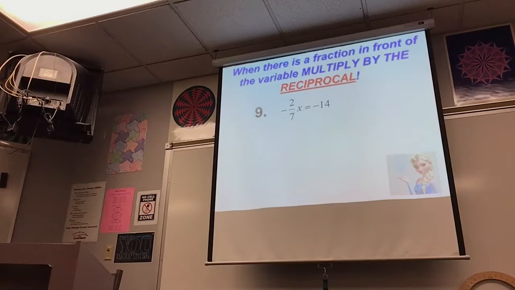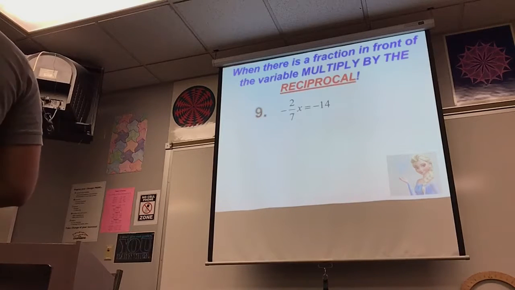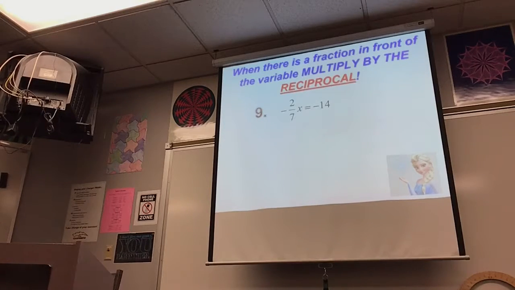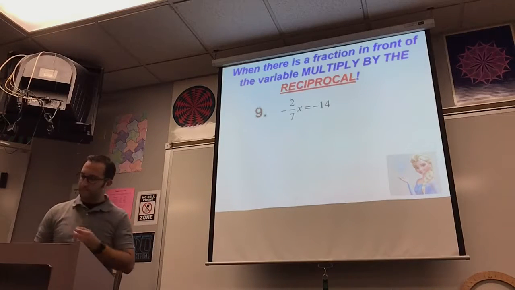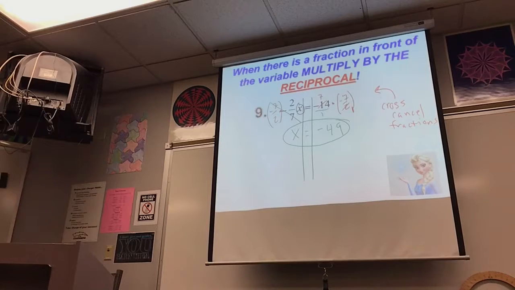If you don't like to think about it as reciprocal, I'm going to be honest with you, I never did. I thought about fractions as multiplication and division, so I would multiply by 7, divide by 2. That's me. If you want to remember multiply by the reciprocal, that's fine. Cross canceling if you can. When you and your partner agree on an answer, look up, check what you got.